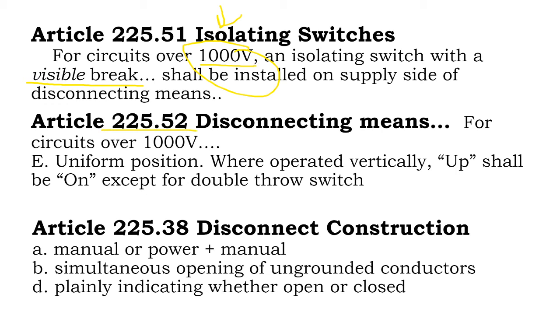For circuits over 1,000 volts, uniform position, up is on, off is down, except for double throw switches where the middle position would be down.